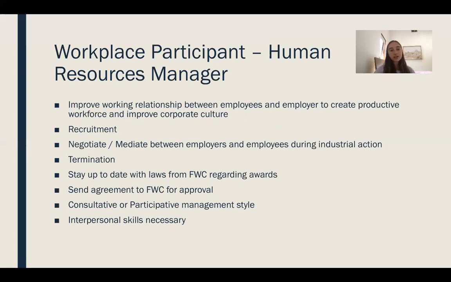In regards to the HR manager, a consultative or participative management style is usually best, one where the employees can also express their concerns and provide some ideas prior to the manager making a decision, either making decisions as a team through participative or where the manager takes those ideas into account when making their final decision through centralized decision making.